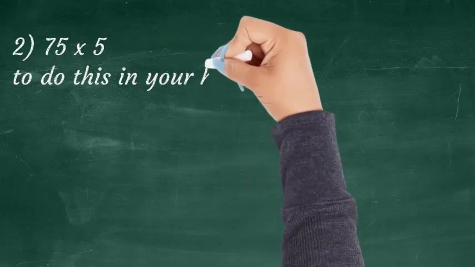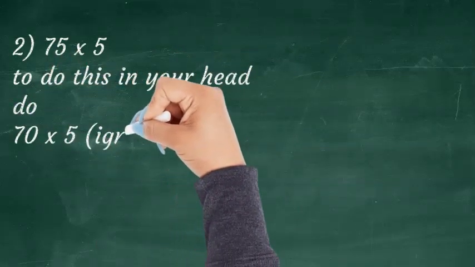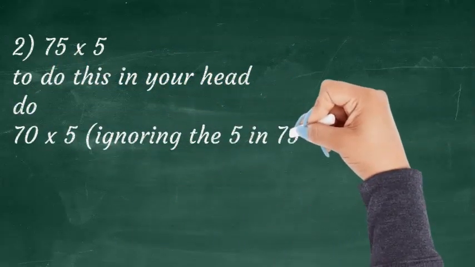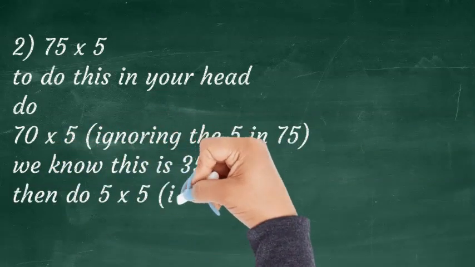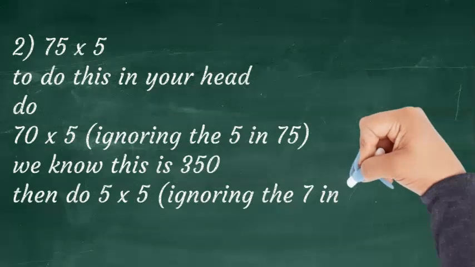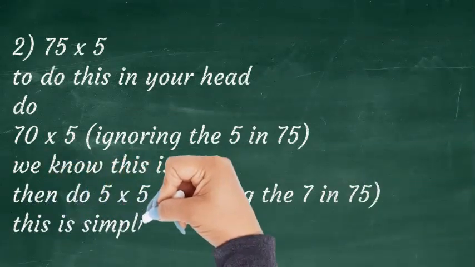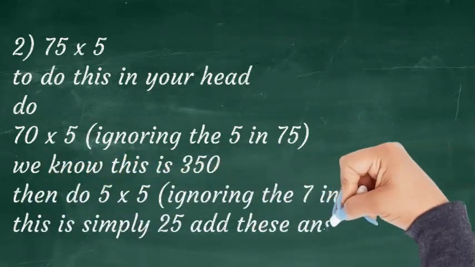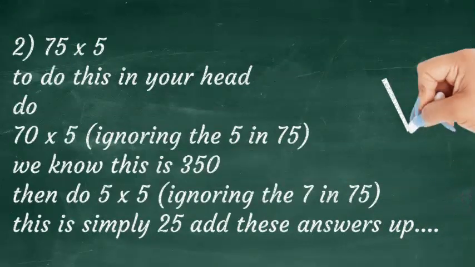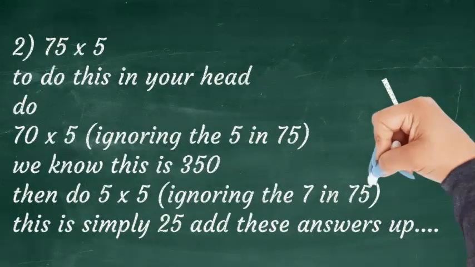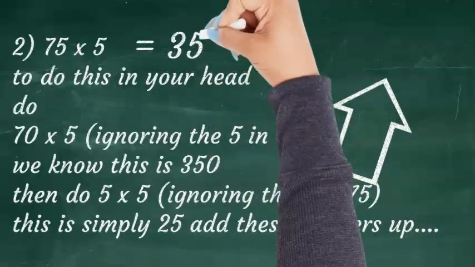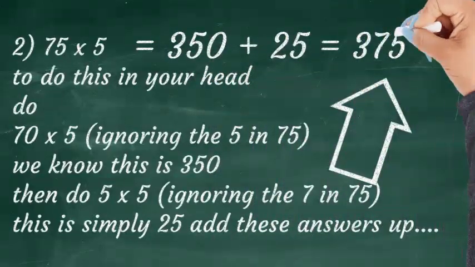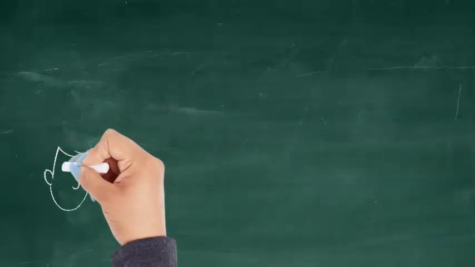Question 2, you do 75 times 5. To do this in your head, do 70 times 5, ignoring the 5 in 75. We know this is 350. Then do 5 times 5, ignoring the 7 in 75. This is 25. Add these up, and you will get your answer. 375. Simple.